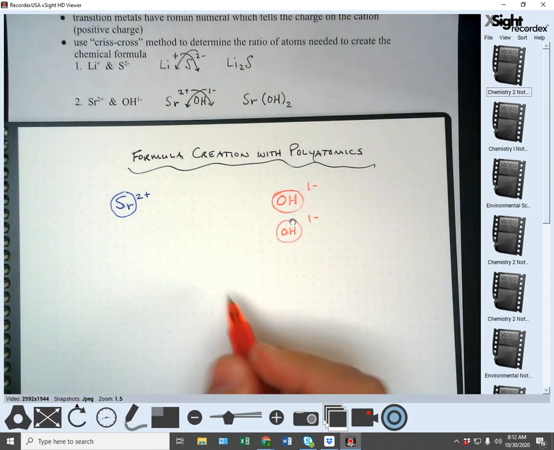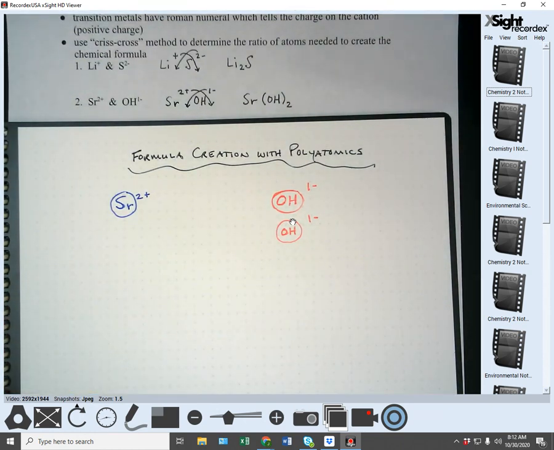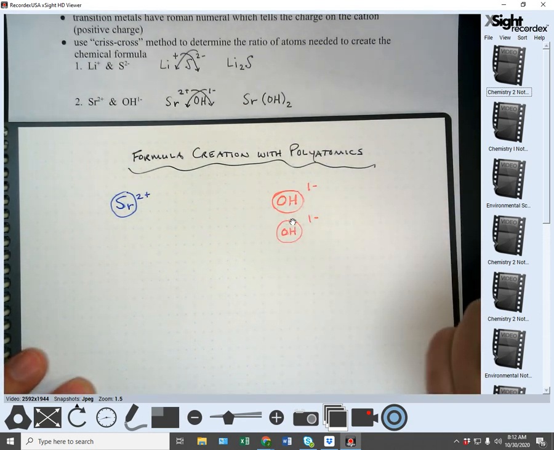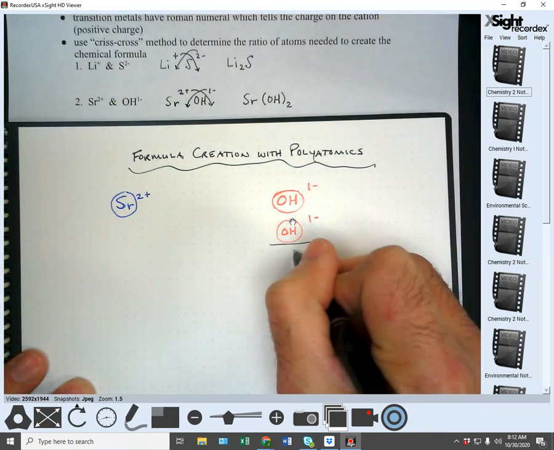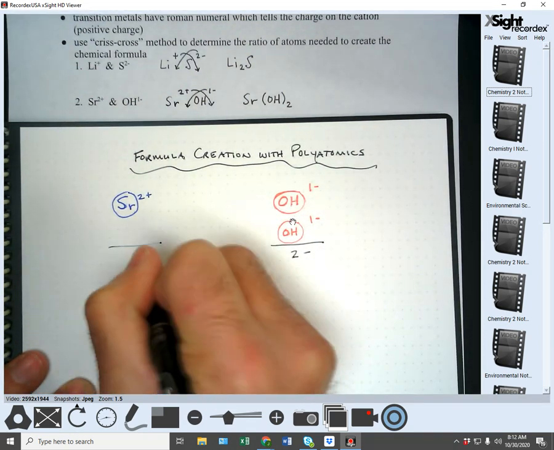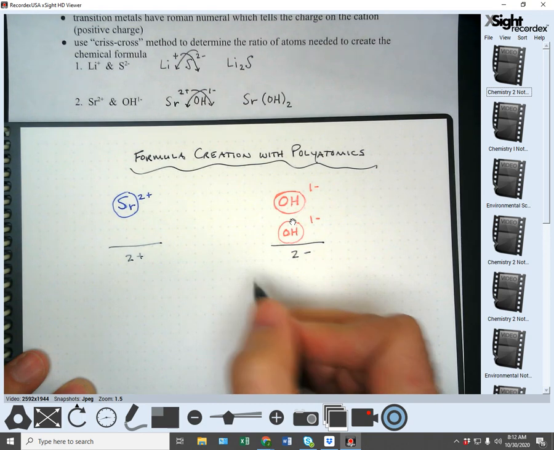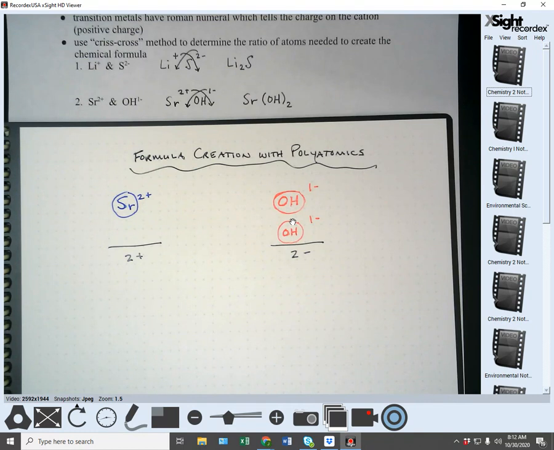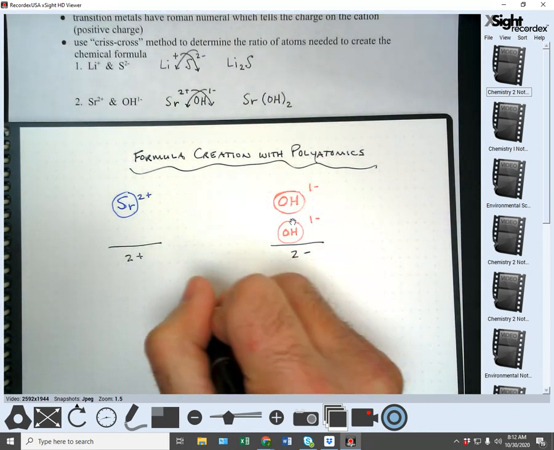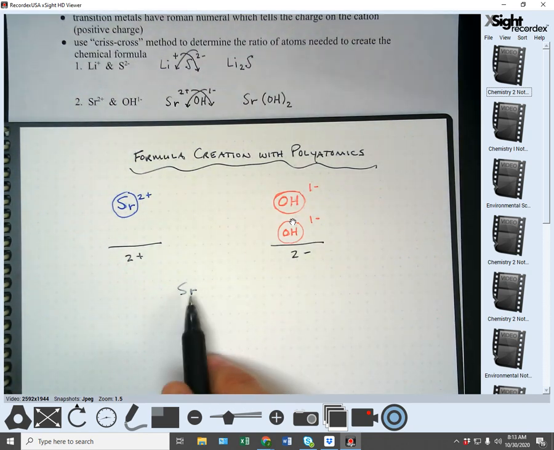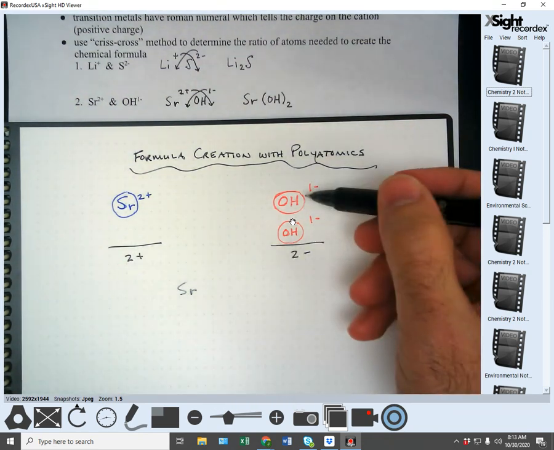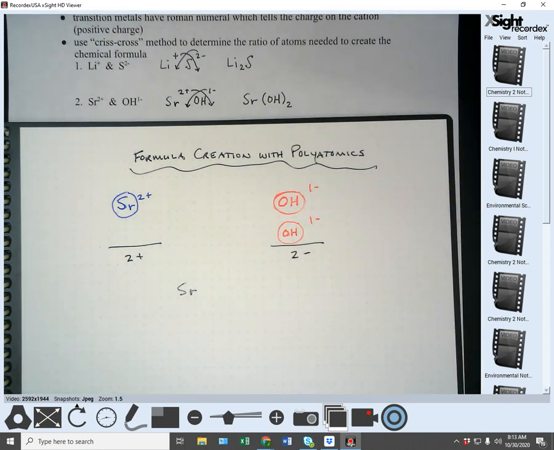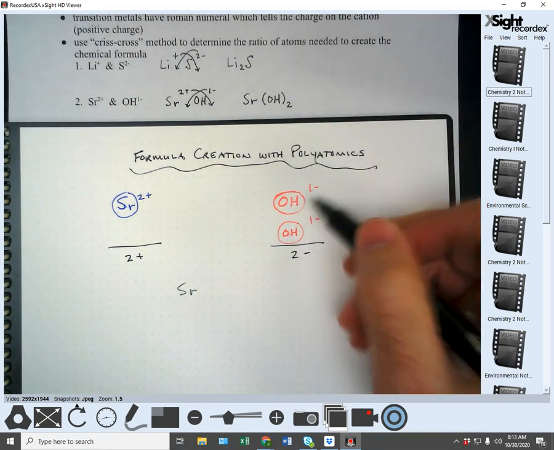Okay, and now, if you total it up, over here we have 2 minus. Over here we have 2 plus. So it's neutral. Okay, now if we look at this, how many of each thing do we have? Well, the Sr, we've got 1 of them. Okay, we don't have to put the 1 down. It's understood. The OH, this polyatomic, we have 2 of them.